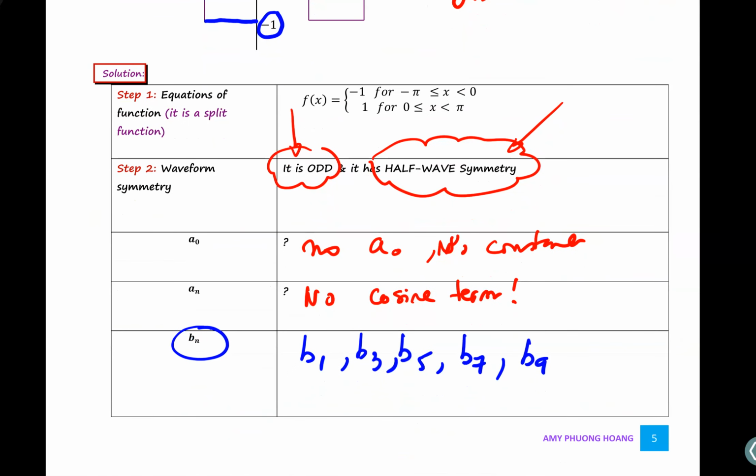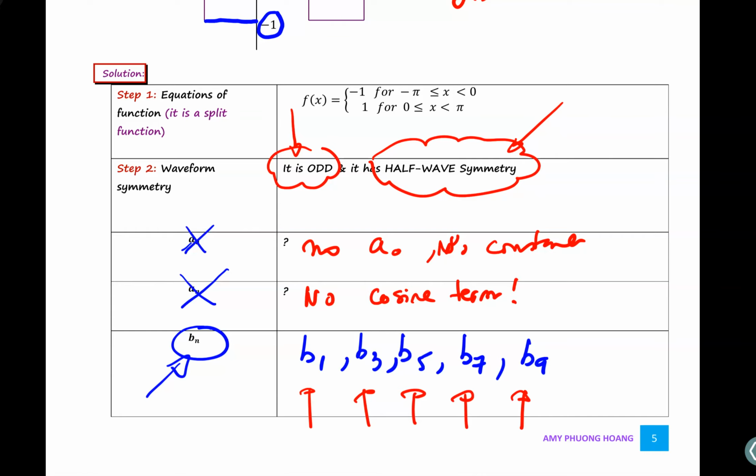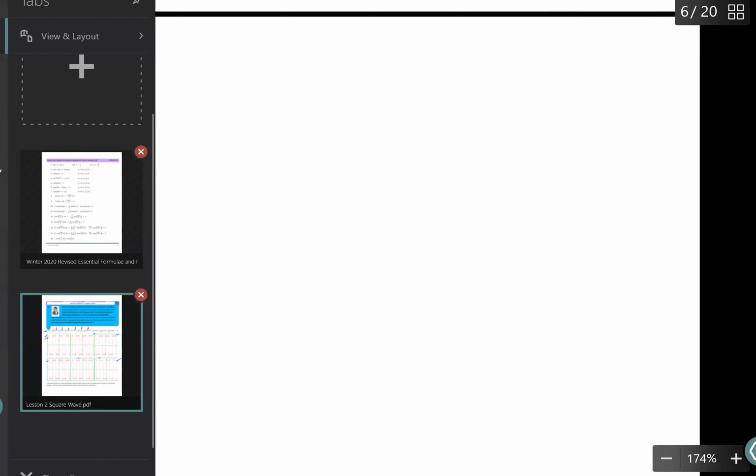Because this function is odd and halfway symmetry, I don't have any A naught, I don't have any cosine term, I only have the sine term, and the sine term coefficient can only be the odd harmonic because it's halfway symmetry. Therefore these 5 coefficients will give me 5 terms for this Fourier series. Step number 3 is to look for the Fourier series. For us to do that, I would like everyone to turn to page 13.